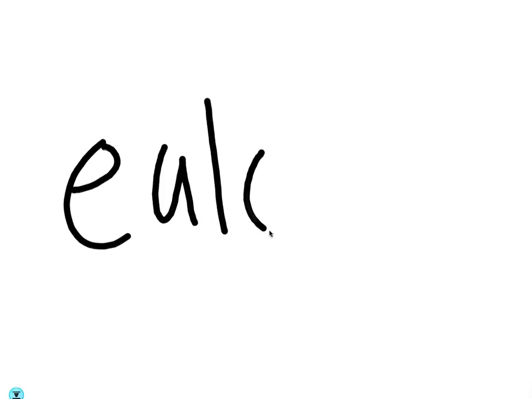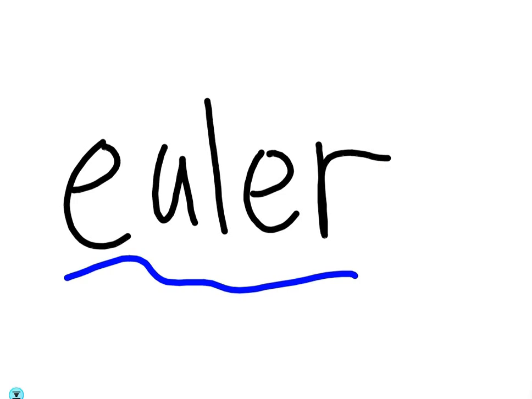The number E is named after which famous mathematician? The answer is, his last name is spelled like this. It's actually pronounced Euler, not Euler. I used to say Euler. His name was Leonhard Euler. Okay, you can just write his last name. So Euler is his name, and so that's why we use the letter E.